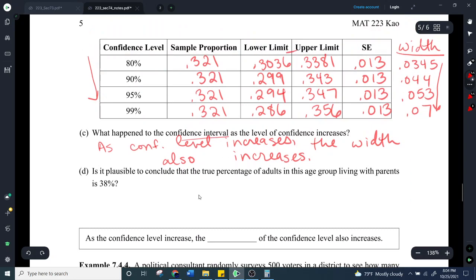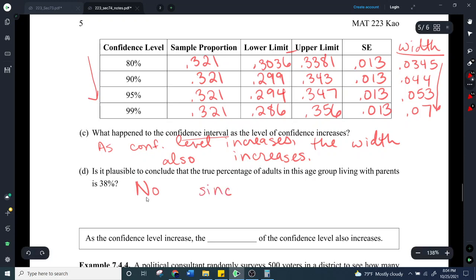Is it plausible to conclude that the true percentage of adults living with their parents in this age group is 38%? So if you look at all of your confidence intervals, this is what I want you to ask yourself: did any of these intervals include 38%? The first one, the highest value is 0.33. The next one, the highest value is 0.34. The highest we got was 0.356. So did any of these include the 38%? No, they did not. Therefore, I would say it is not plausible.